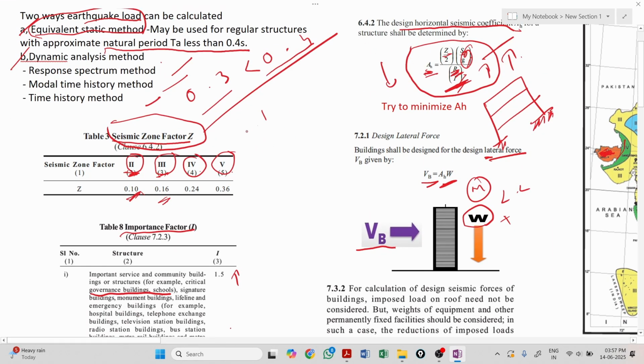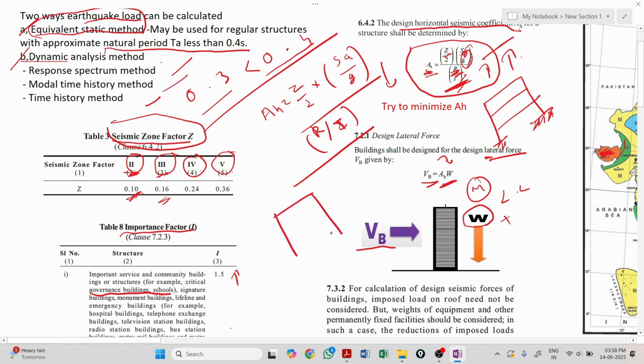Now, as far as we know, AH is equal to Z by 2 into SA by G divided by R by I, the importance factor. So this is the formula. Once we find AH, we multiply that with W. Now what is W? W is mass. How do I find mass?